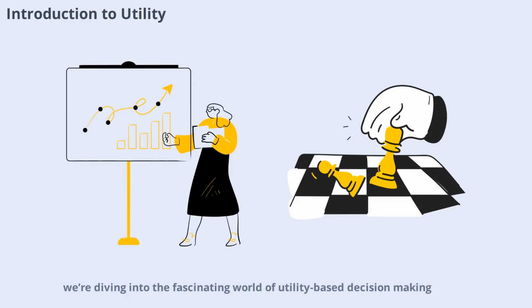Welcome. Today we're diving into the fascinating world of utility-based decision-making. Have you ever wondered how people make choices when faced with several options? Utility-based decision-making is a framework that helps us understand and model these choices. It's widely used in economics, psychology, and even artificial intelligence.